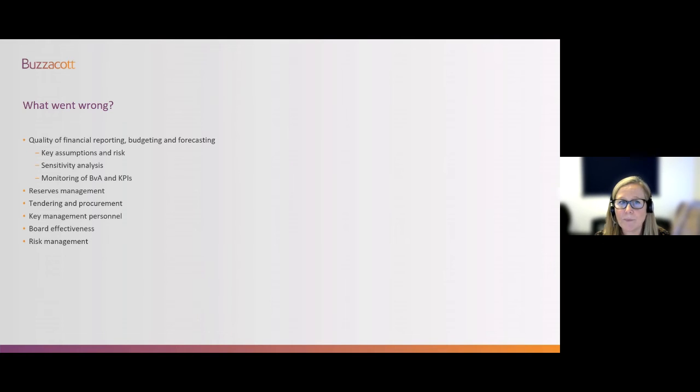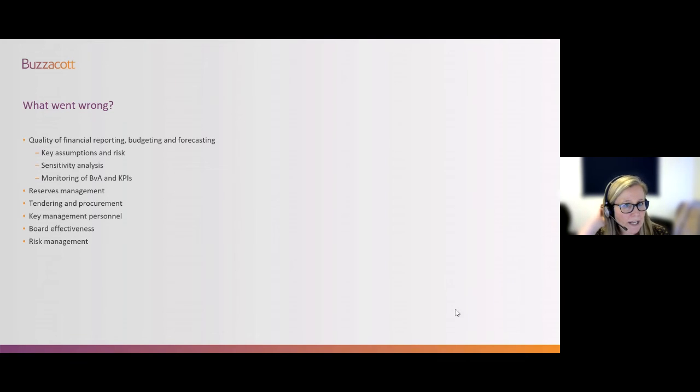So in summary, is there sufficient information provided to the board to understand the basis for the budgets that they approve, the risks within those budgets, and then the information monitoring throughout the year to understand the actual versus what's been approved, and are any of those risks happening and crystallising?